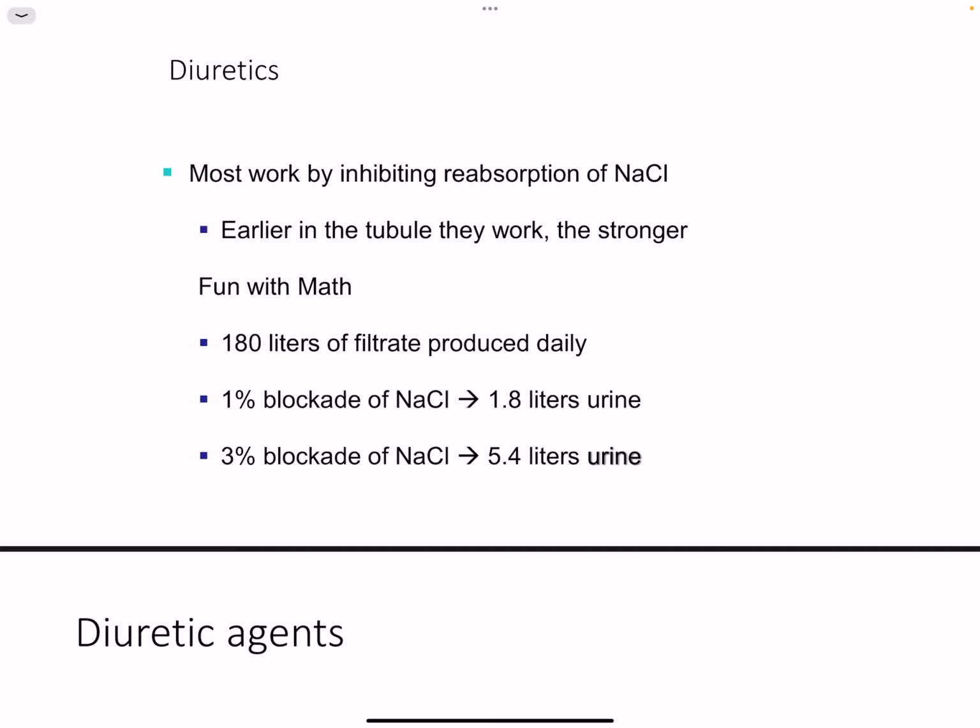72,000 mL. First we divide 72,000 by 1,000, and it becomes 72. Now this 72 liters is the filtrate. So how much urine again?